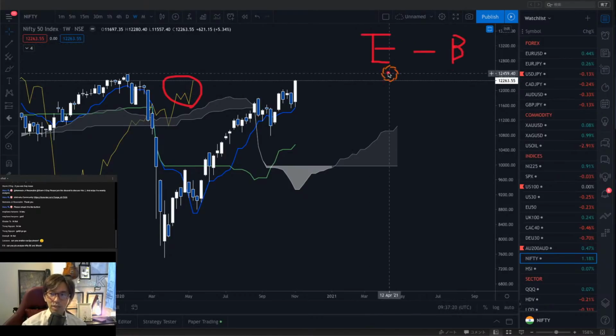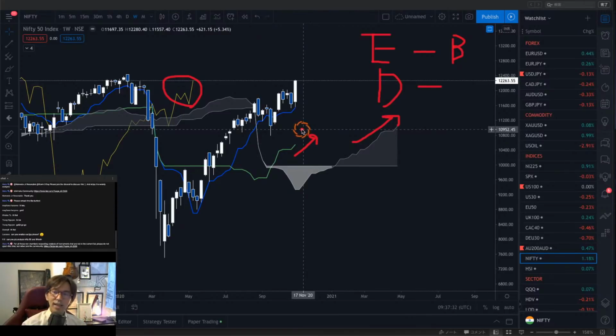And how about the direction of the market? The direction of the market is also bullish because Senko span A is going up, and also Kijun Sen is nicely going up. Also Tenkan Sen is nicely going up this way. So in this case, this is bullish, and last week had a nice bullish candlestick. So I can expect the market to continue to go up this way.